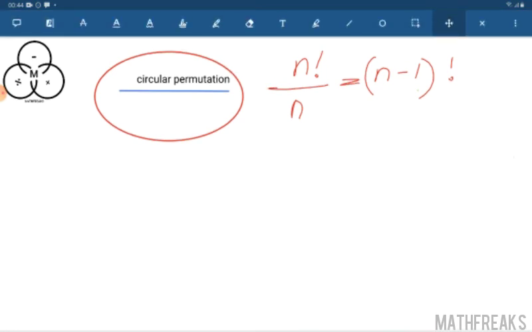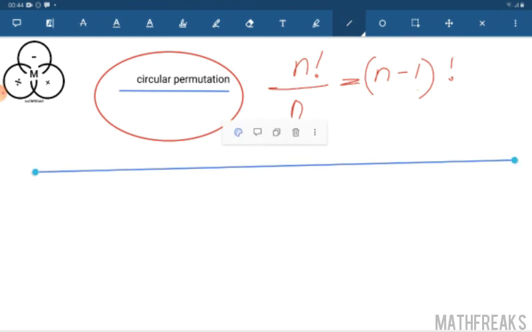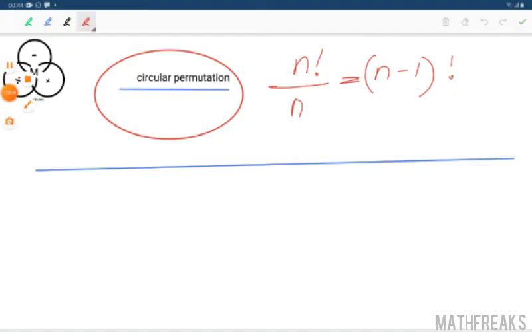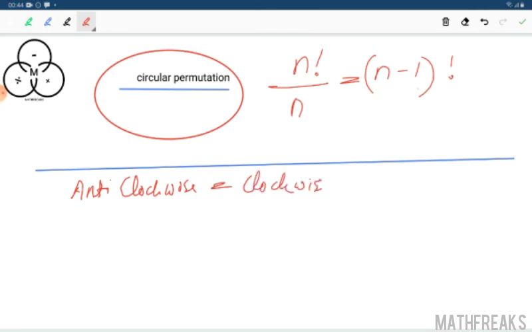Now, again an interesting fact: anti-clockwise arrangement and clockwise arrangement are the same. If anti-clockwise equals clockwise, then the entire count gets 2 times of everything, so it will be just divided by 2.